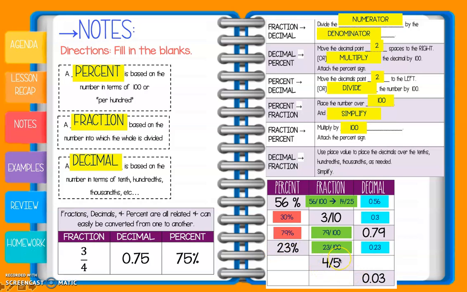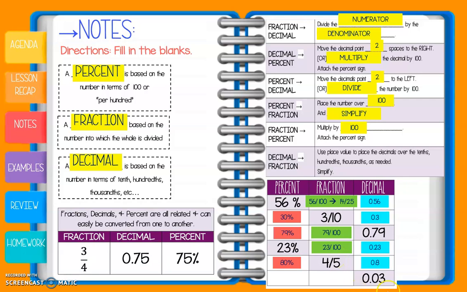Okay, 4/5. To get this to be a percent, we're going to take 4/5 and multiply it times 100. We get 80, and then we're going to attach the percent sign, so we get 80%. To make it a decimal, we're going to use our long division. We're going to take our numerator 4 divided by our denominator 5, and we get 0.8.